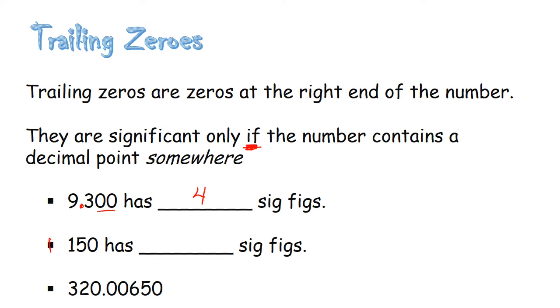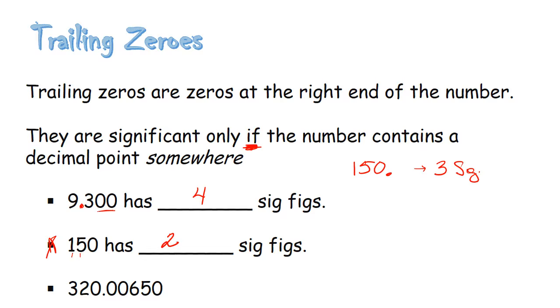How many would this second problem have? Well, if you guessed 2, you'd be correct. There's no decimal point anywhere. So 150, this digit is significant, that one is, but this last 0 is not significant because there is no decimal. But what if I wrote the number as 150 and added a decimal point? Would this last 0 count? It would. It is a trailing 0, and there is a decimal point somewhere in this number. So this has 3 sig figs.